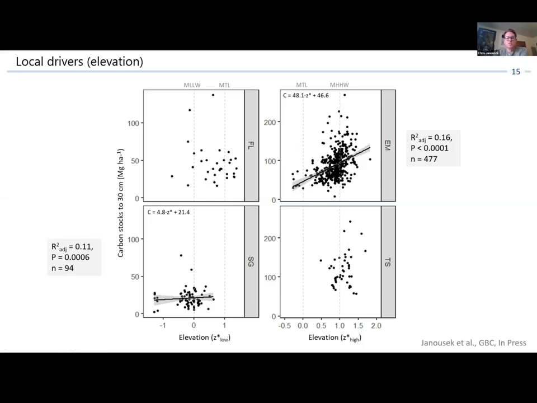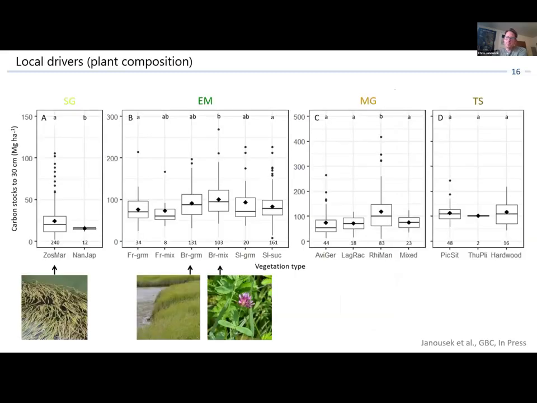Now, for two of these ecosystems, we found a positive relationship between elevation and carbon stocks. It's fairly weak for seagrass meadows, a little bit stronger for emergent marsh where we had more samples. These R-squareds are not great, so there's clearly a lot of variation unexplained by elevation. But in the case of marshes, for example, it suggests that marshes above mean high water, which we think of as high marshes, have higher carbon stocks than low marshes.